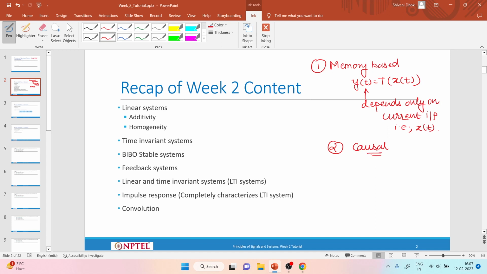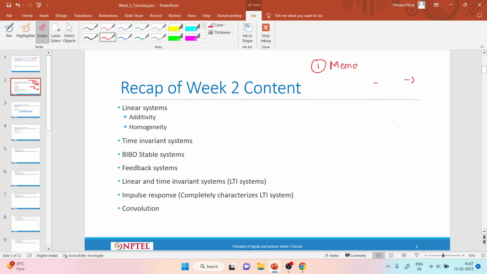The second thing was causality. Causal systems: if the output y of t, or let's say y of n for discrete time, depends on the current input or past inputs, then such systems are known as causal systems, else those are known as non-causal systems. So these two classifications were covered in the previous week. We'll see some examples of these also in this tutorial, and we'll see more on classification of systems.